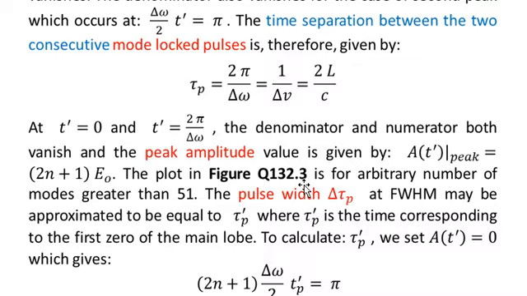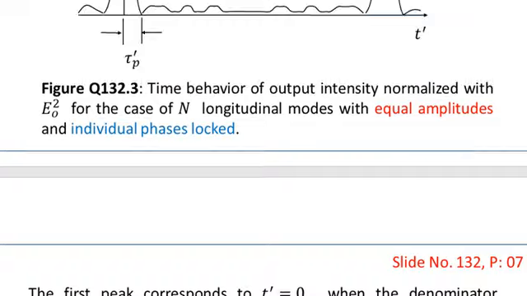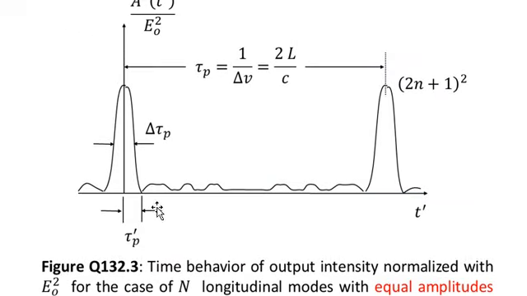The plot of figure 3 is for an arbitrary number of modes greater than 51, for example. The pulse width delta tau p at full width half maximum may be approximated to be equal to tau prime p, where tau prime p is the time corresponding to the first zero of the main lobe. That is from the maximum of the main lobe to the first zero. And this is what I have mentioned over here also. For example, over here, that tau prime p is equal to delta tau p approximately.